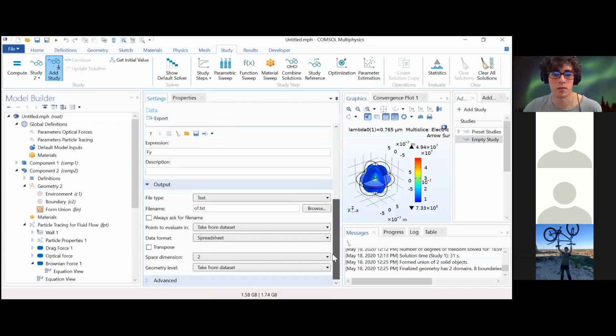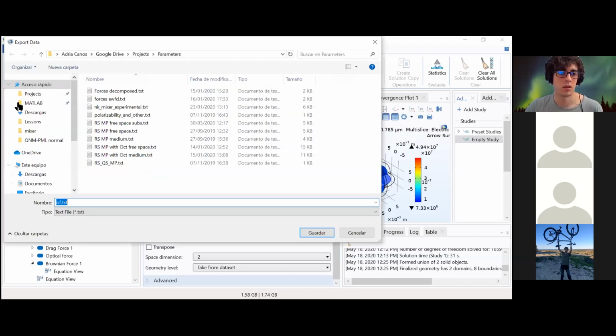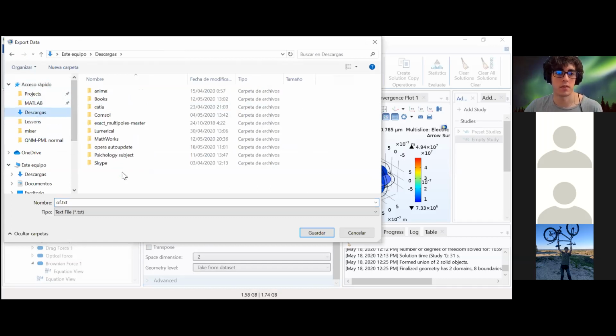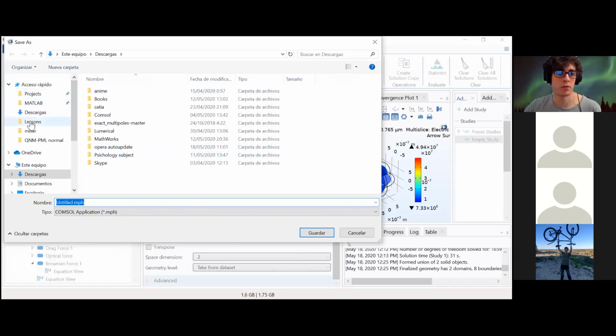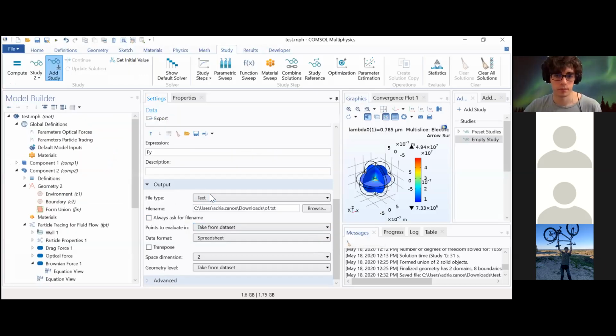Simply, it's just that the file I'm trying to export is not in the correct place. So just save it here. And also, I will save the console file, because otherwise it doesn't know where I am saving. So everything's saved in my folder. Now I just exported the optical forces, and if you see it here, this is the file that we exported.